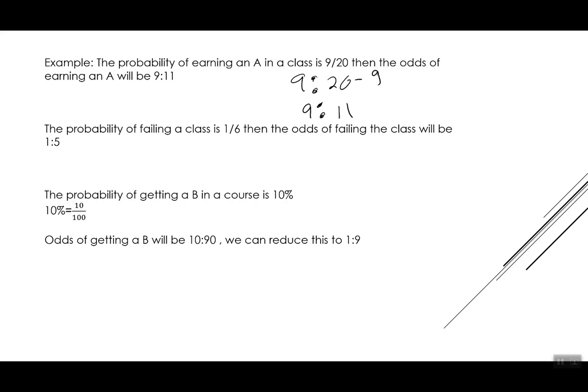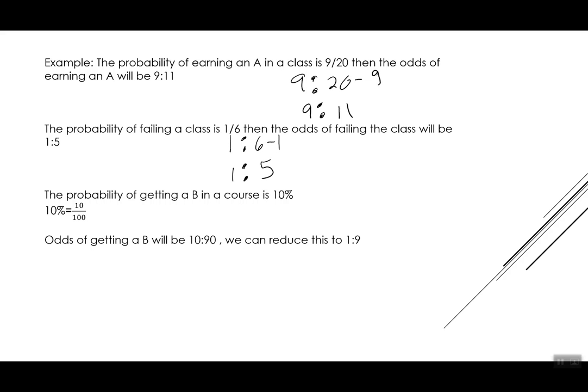Same thing, I said, well, what if the probability of failing a class is 1 over 6? Then the odds of failing the class will be 1 to 5. Same thing again, I look at one way to fail. 6 minus 1 would be the ways to pass, so 1 to 5 would be my odds of failing.